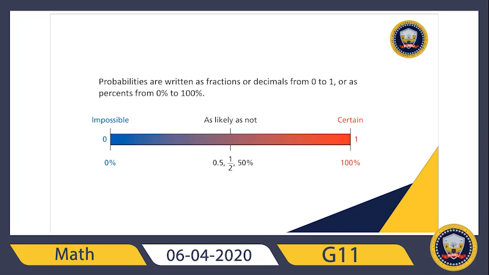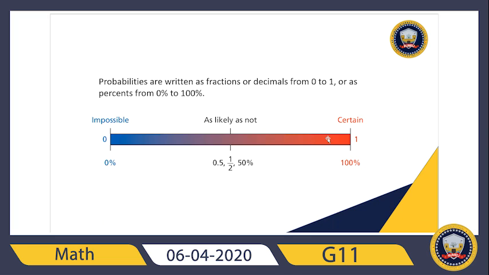When we find probability, we have a range. We have 2 ways to write the probabilities of one of these events. Either we can write a fraction or decimals from 0 to 1, or we can write percentages from 0% to 100%.